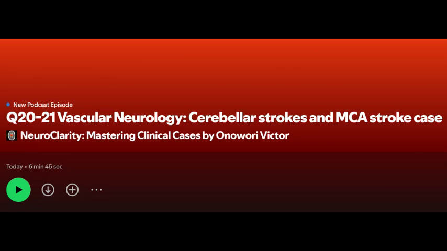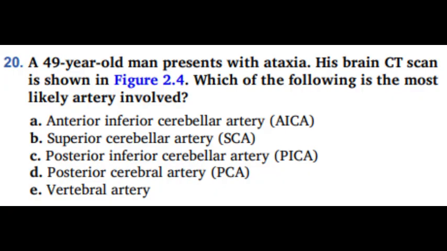Question 20. A 49-year-old man presents with ataxia. His brain CT scan is shown in figure 2.4. Which of the following is the most likely artery involved? A. Anterior inferior cerebellar artery. B. Superior cerebellar artery. C. Posterior inferior cerebellar artery. D. Posterior cerebral artery. And E. Vertebral artery.